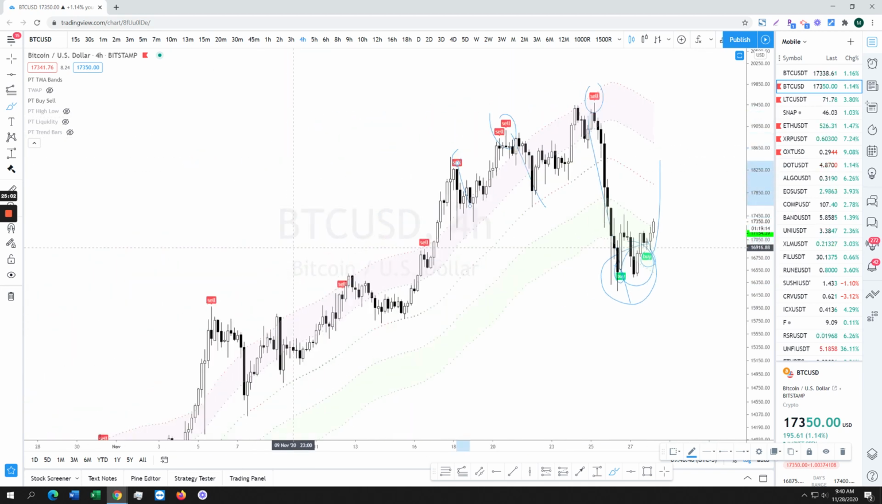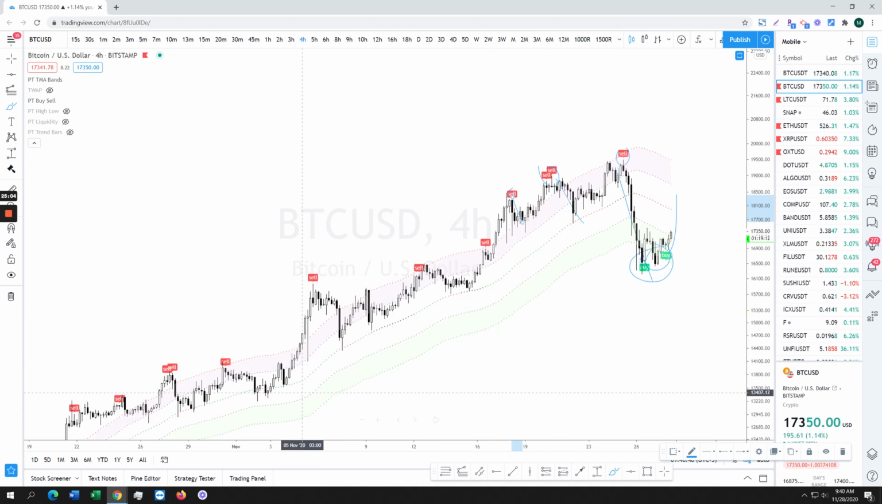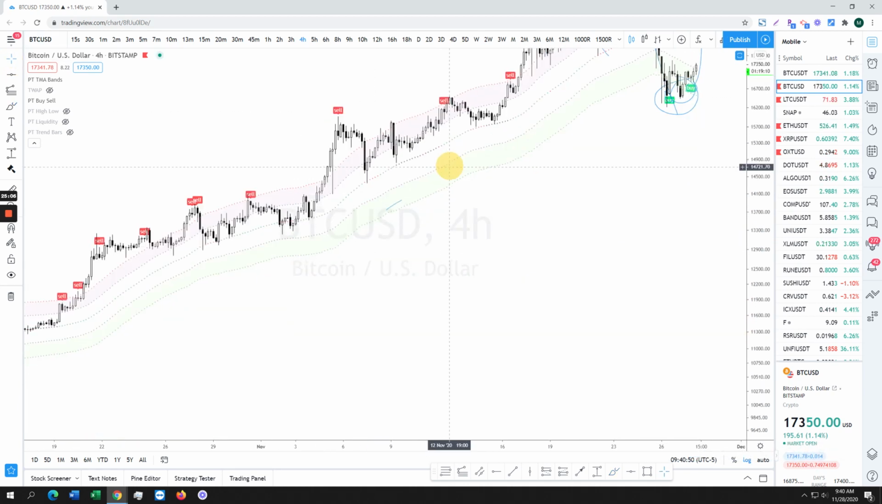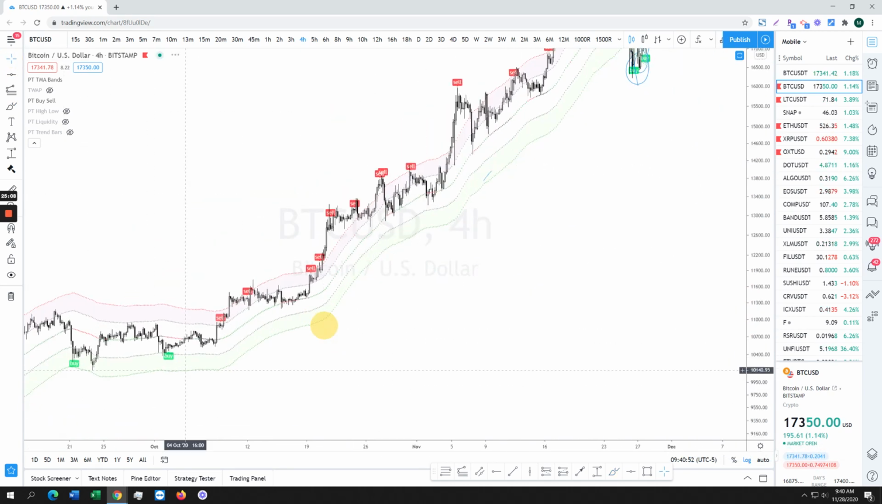So just take signals that are close to the green. We haven't been in the green zone since, I don't know, God knows how long. Down here, September. Look, we haven't touched the green zone at all.